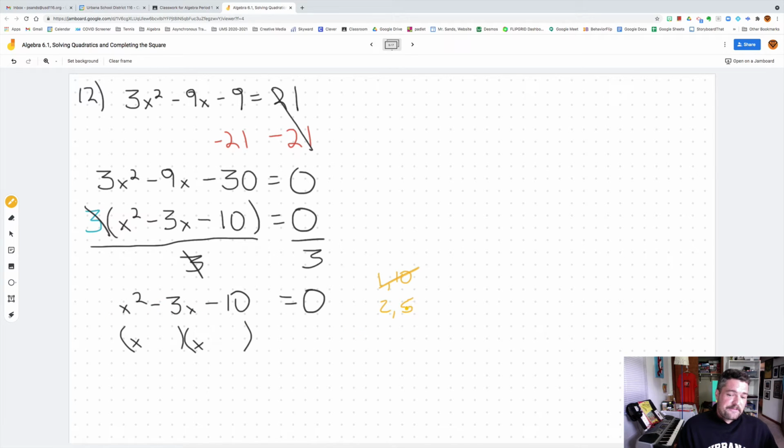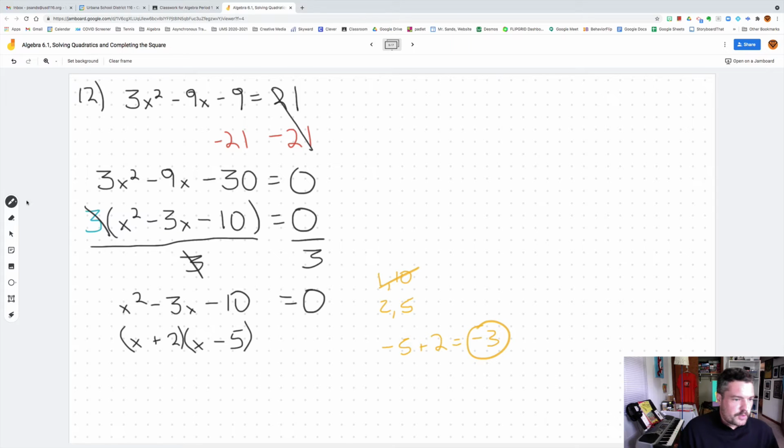So I want this 5 to be negative, and I want this 2 to be positive, because a negative 5 plus 2 is going to be a negative 3. And that is what I want. So I'm going to do that. I know I want a 2 and a 5, and I just said I need the 5 to be negative, and I need the 2 to be positive.